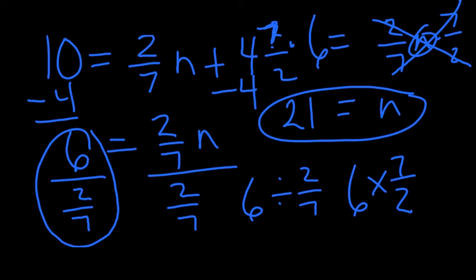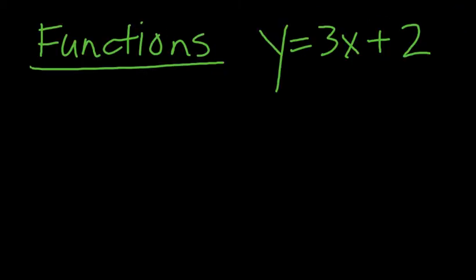2/7 times 21. Let me switch colors and we'll put the 21 in. 2/7 times 21, because that's what we think n is. Well, 2 times 21 is 42. 42 divided by 7 is 6. 6 plus 4 is 10. It checks. Okay, let's talk about functions.